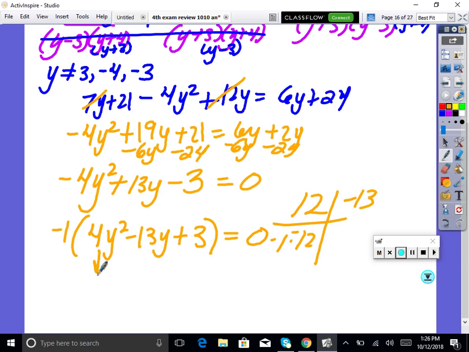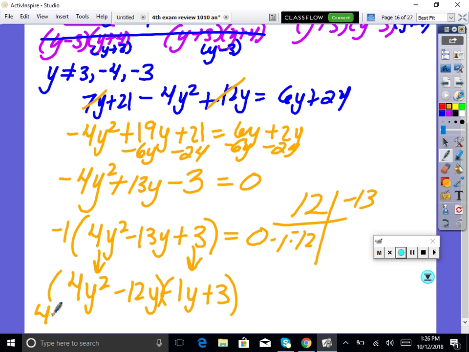Long factoring. Drop 4y squared minus 12y minus 1y plus 3. Drop and break, and then factoring by grouping. So I'm going to pull out a 4y, then left is y minus 3. Pull out a negative 1, y minus 3. So we have 4y minus 1.